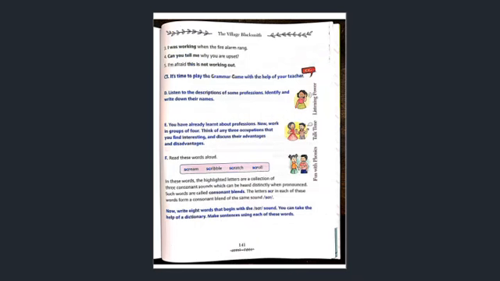Now next page, number 141. Sentence 3. I was working when the fire alarm rang. Here, I was working is a main clause. Now sentence 4. Can you tell me why you are upset? Here, can you tell me is a main clause. 5. I am afraid this is not working out. Okay, this is not working out is a subordinate clause.